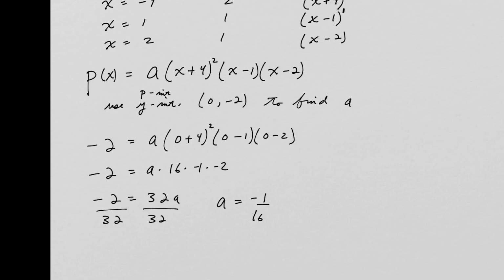So now I have my answer, right? My polynomial of that graph that we saw above must be -1/16, that's a, times x plus 4 squared times x minus 1 times x minus 2. So that's going to be the equation of that polynomial. Oops, I want a square there. So x plus 4 squared times x minus 1 times x minus 2. And that coefficient out front was -1/16.